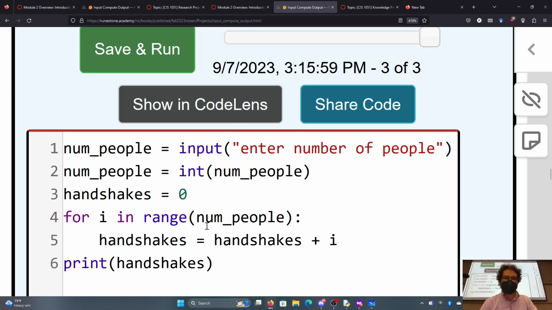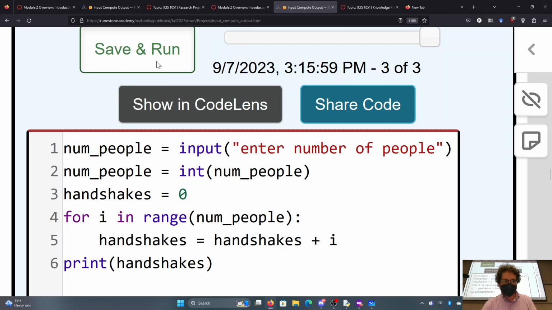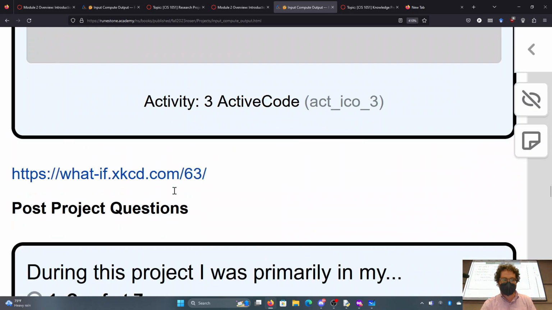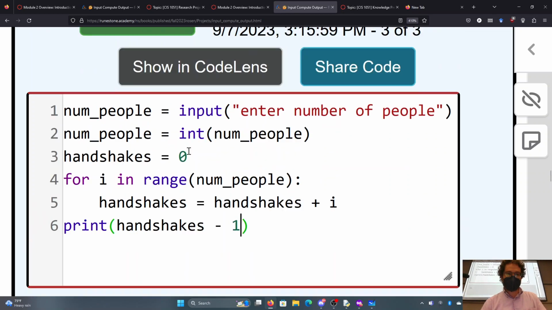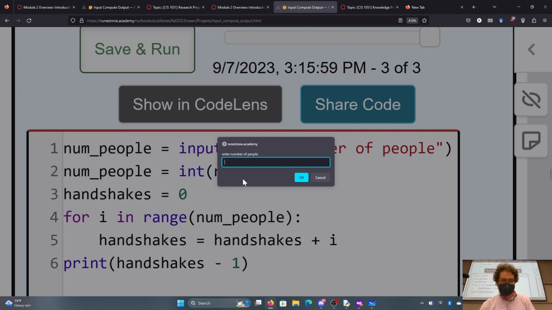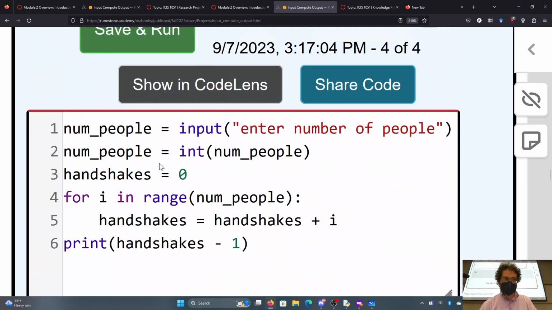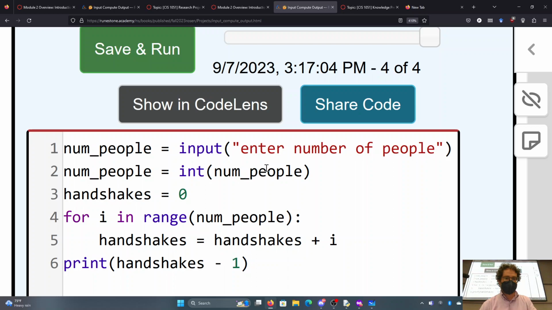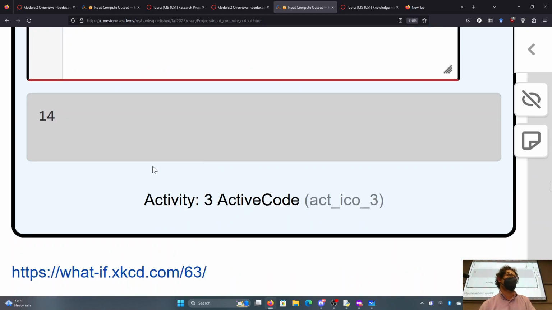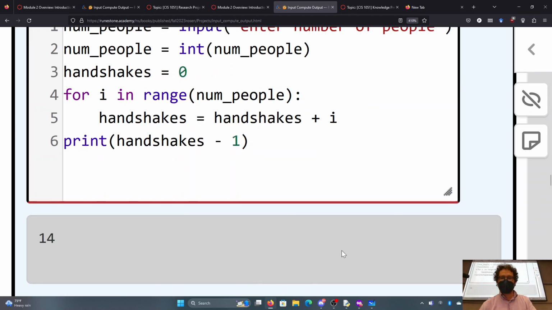Let's go ahead and see for, now let me go ahead and try for 6 people, which will add 5 as the last one, so that will give us 15. So yes, you're right, we do want to subtract 1 for the shaking of ourselves. We don't shake our own hand. And let's see, save and run. If I have 6 people in class, there's going to be a total of 14 different handshakes. Does that seem right to everybody?